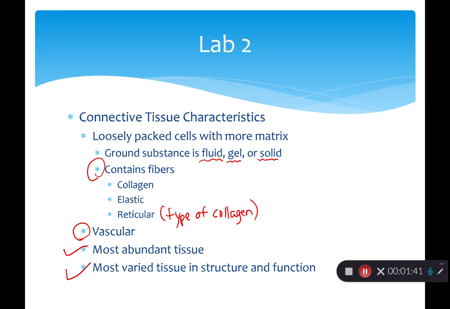Connective tissues tend to be vascular, some more than others, but epithelial tissues, if you remember, were avascular. These at least have blood vessels going through them.